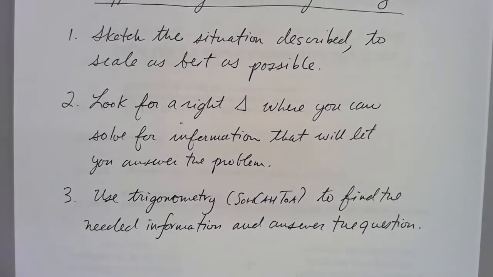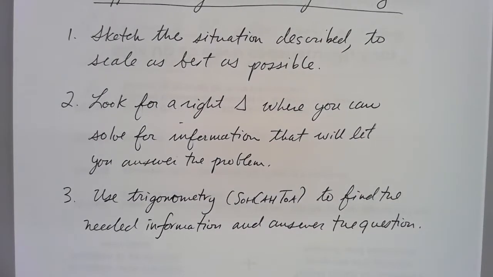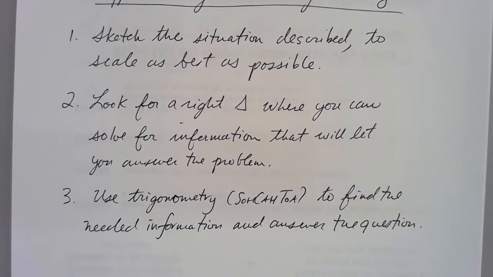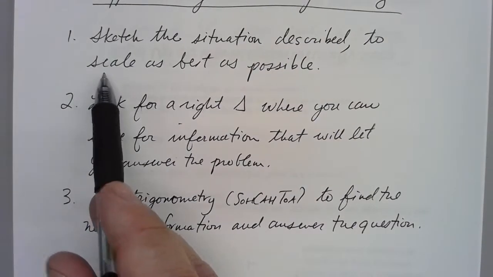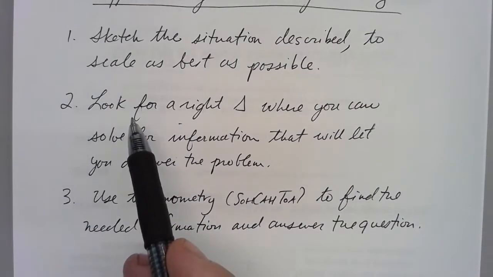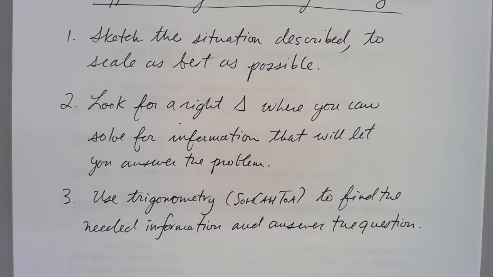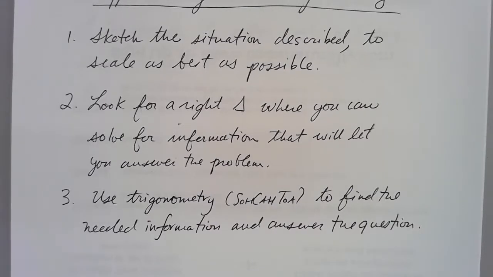They're pretty rudimentary. The first step is I'm going to sketch the situation described to scale as best as possible. It doesn't have to be perfectly to scale. It helps you to understand when you look at your triangle, if you've drawn it to scale, whether your answer makes sense or not. So you can look at your answer and say, wow, this length doesn't make any sense based on this picture. Whereas if your drawing is not to scale, then you can't look at your picture and gain any information about the reasonableness of your answers. So that's what I mean by trying to draw things to scale.